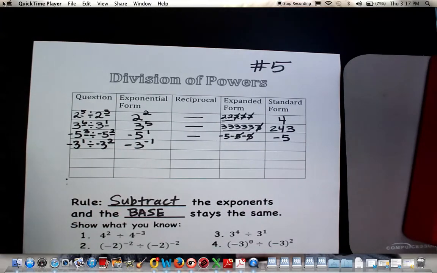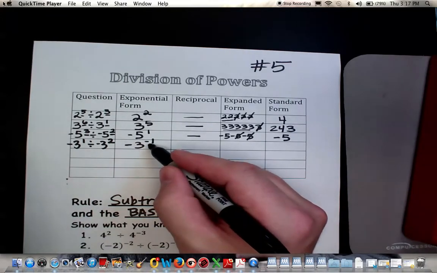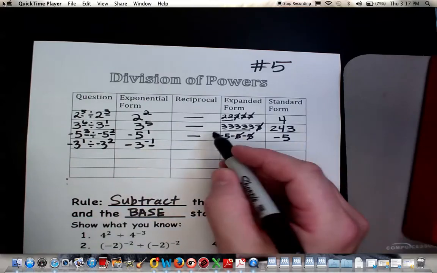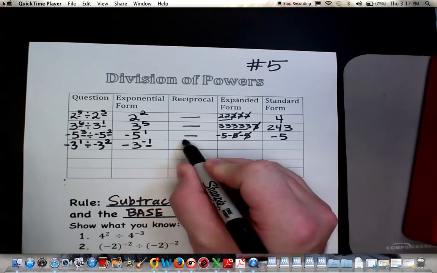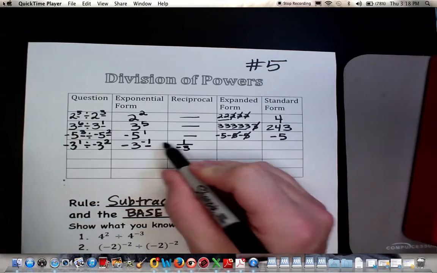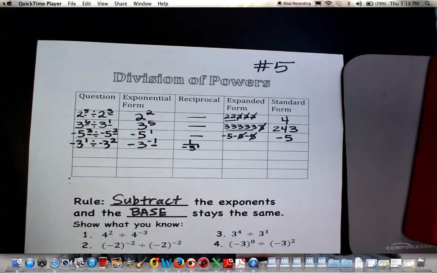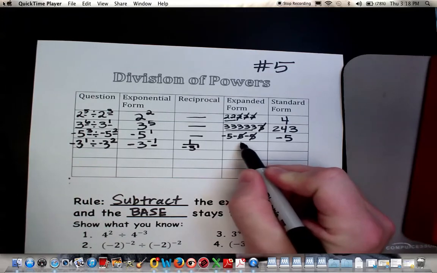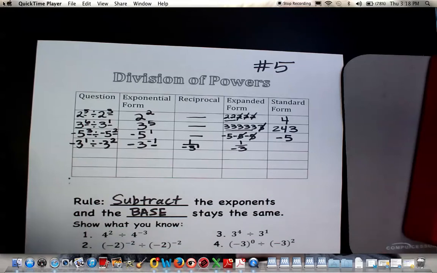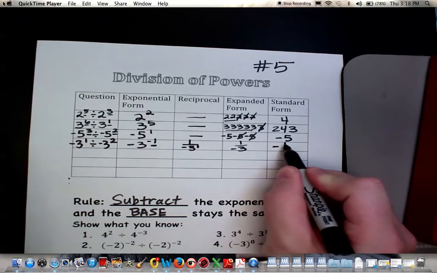Now that's a negative exponent. I need to make it positive, so I'm going to take the reciprocal. Since it's a negative exponent, I'm going to take the reciprocal of negative 3. That's going to be 1 over negative 3, and then to the first power, if I remember from negative exponents. And I can expand that out to be 1 over negative 3. My standard form will be negative 1/3.